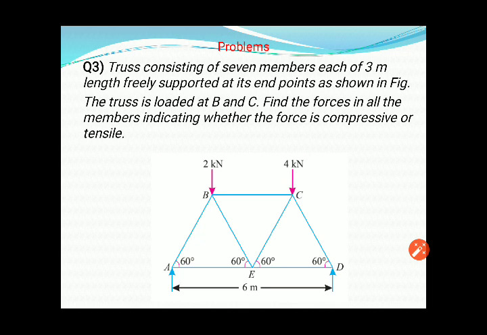The second step is to consider each joint separately, but while considering each joint you have to see that there should not be more than 2 members unknown. So you cannot directly consider joint B because it consists of 3 unknown members. Similarly you cannot directly consider joint C because it also contains 3 unknown members, and similarly you cannot consider joint E because it contains 3 unknown members. So you have to start with joint A because it has 2 unknown members, or you can start with joint D. So you can solve this.